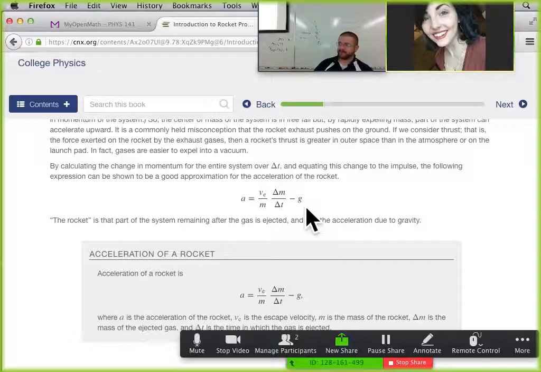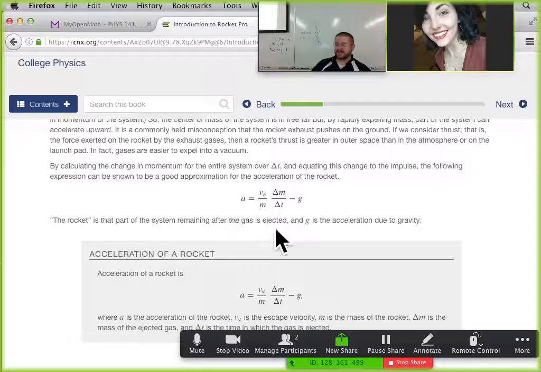What's the V sub E? The VE is the velocity of the exhaust. So the velocity of the exhaust times delta M over delta T is actually the impulse, or the change in momentum, from the rocket engine.